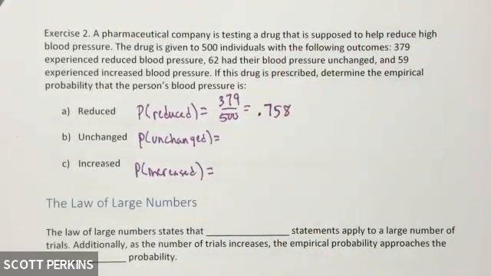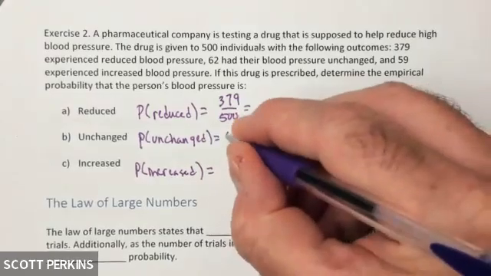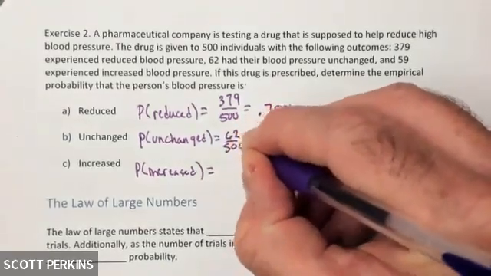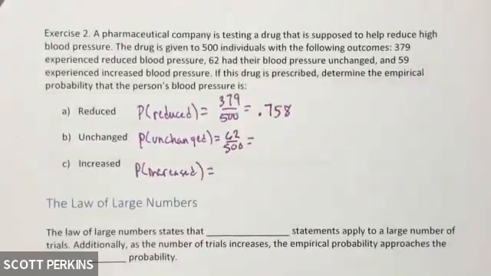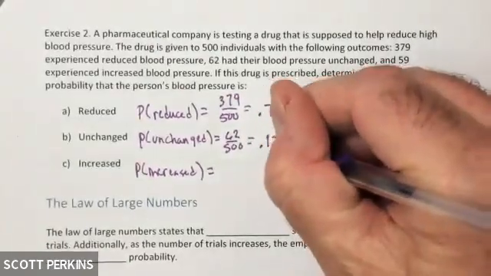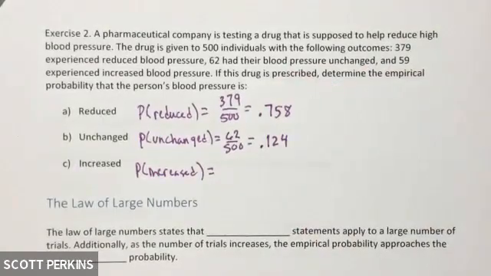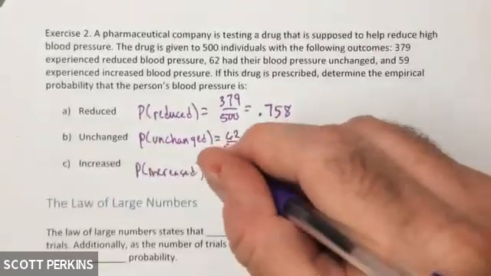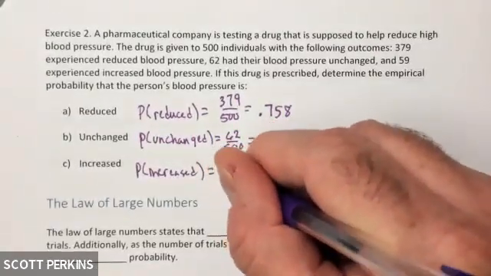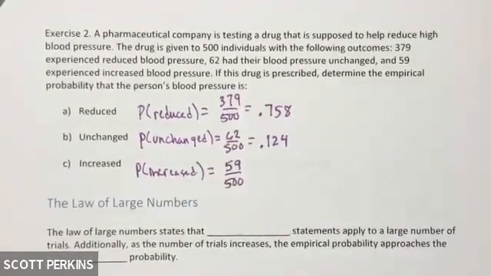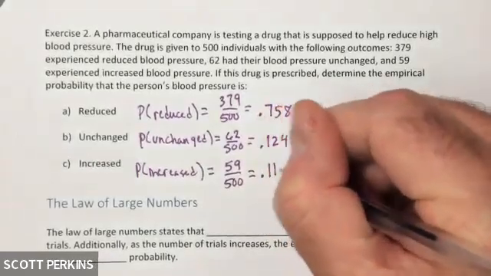Okay, the probability that it's unchanged would be 62 out of 500. Again, I wouldn't even bother reducing those when the numbers get large. I would just go right to my decimal, 0.124. And then last but not least, the probability that it was increased would be 59 out of 500. And when I do that division, it is 0.118.